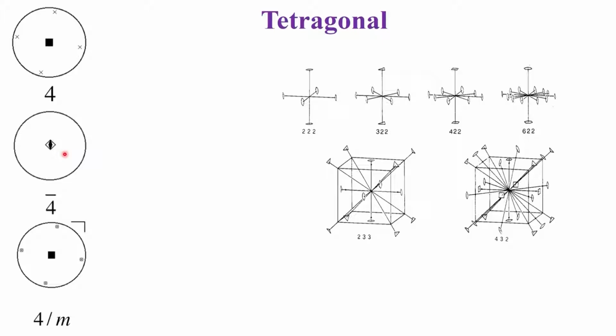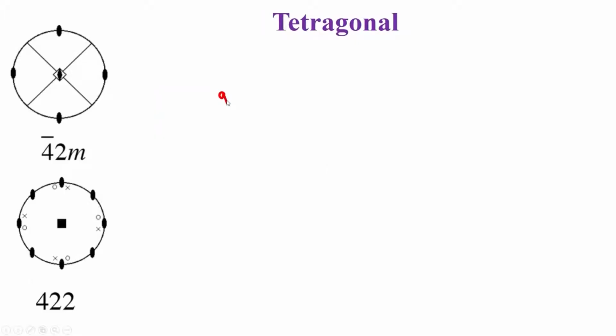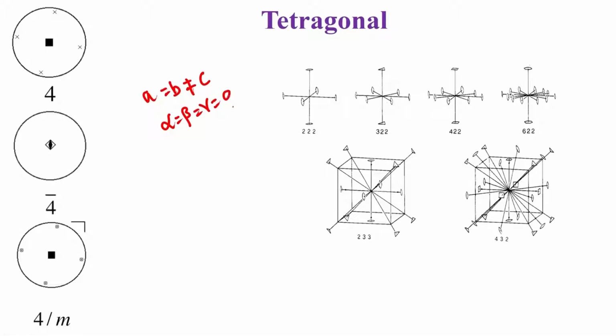So, we will make an attempt to understand the tetragonal system. How do we define a tetragonal system? We define it the following way. In a tetragonal system, A is equal to B, not equal to C, and alpha, beta and gamma are all 90 degrees. So, A equals B, not equal to C. So, it is the C direction again which is unique.